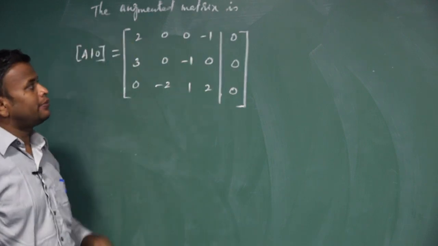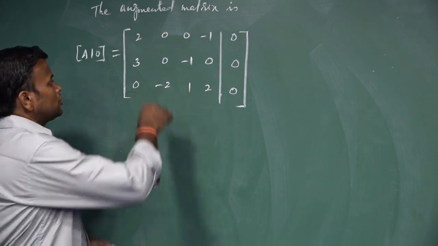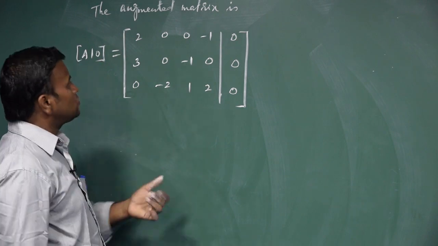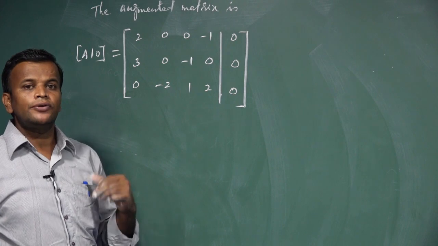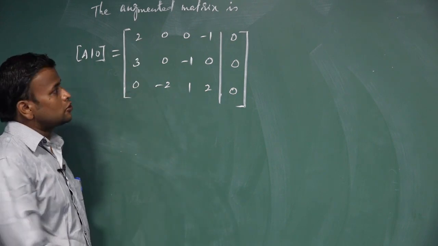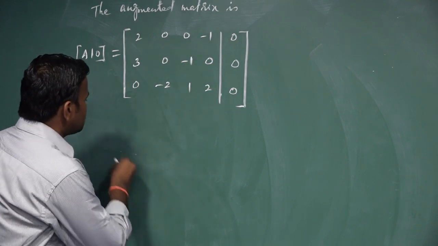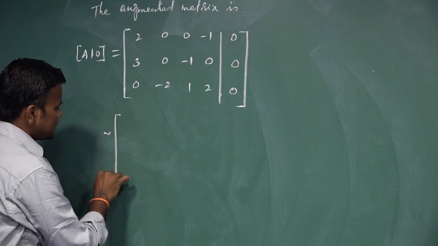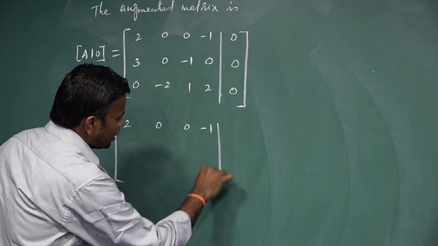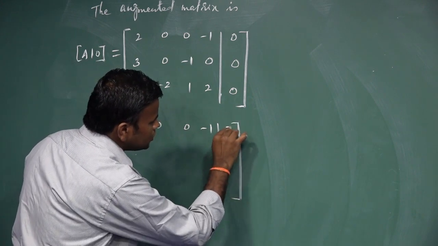After writing the augmented matrix, next we convert the matrix to echelon form. So first we check whether the first element is non-zero. Yes, it is non-zero. If there is any chance to convert it to 1, first we convert it to 1. But it is 2, 3 and 0. Suppose we divide by 2, some fraction occurs. So in this situation, no change in the first row. We write the first row as it is: 2, 0, 0, minus 1, 0. I don't change the first row.